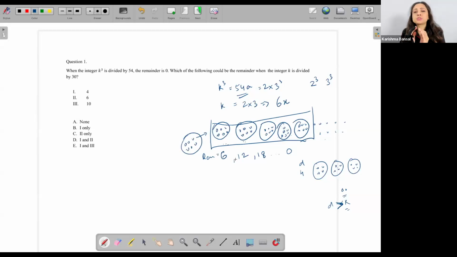So the moment I visualize, I know that if I'm going to divide by 30, think about it. K is nothing but groups of 6 marbles each. How will I make a group of 30? I'll put 5 of these groups together, and that is a group of 30. I'll put another 5 of these 6 marbles together and make another group of 30. I'll put another 5 groups together, make another group of 30. What will be left over? What is possible that will be left over?